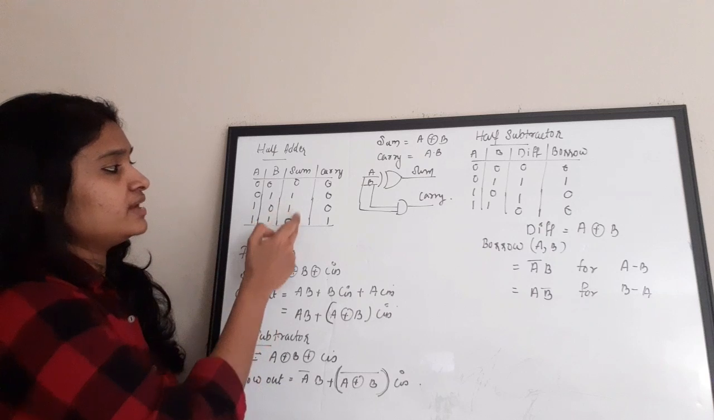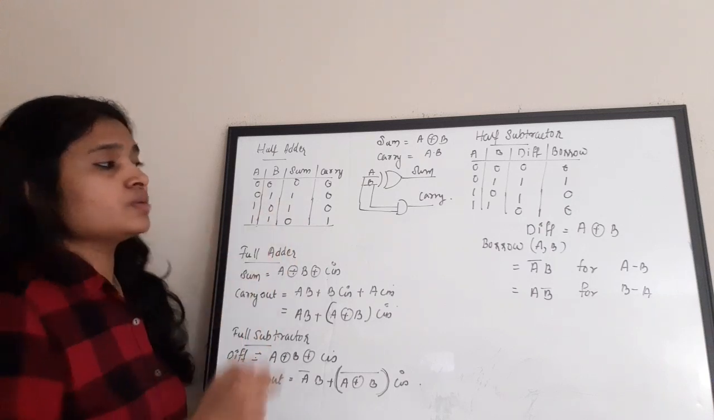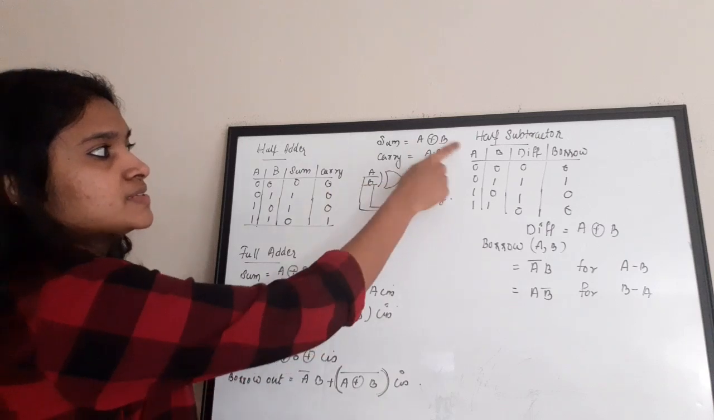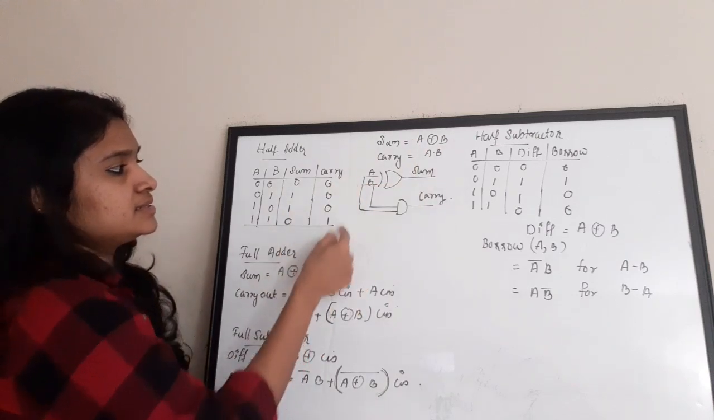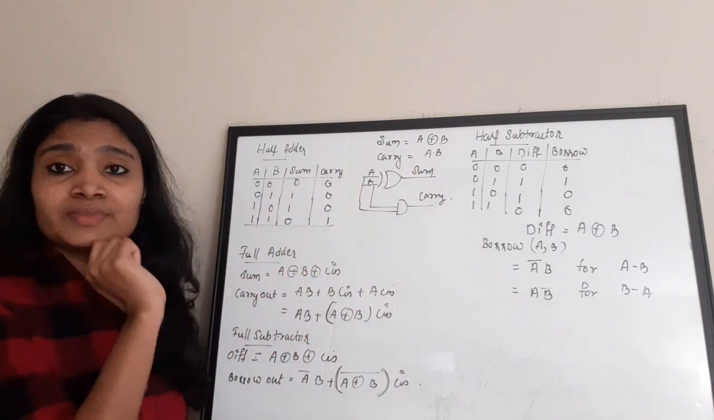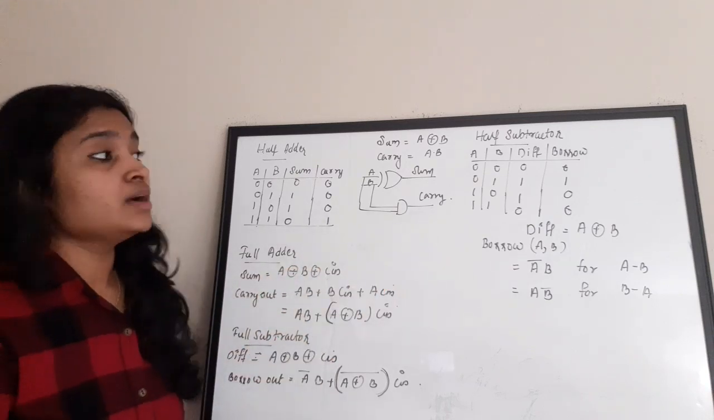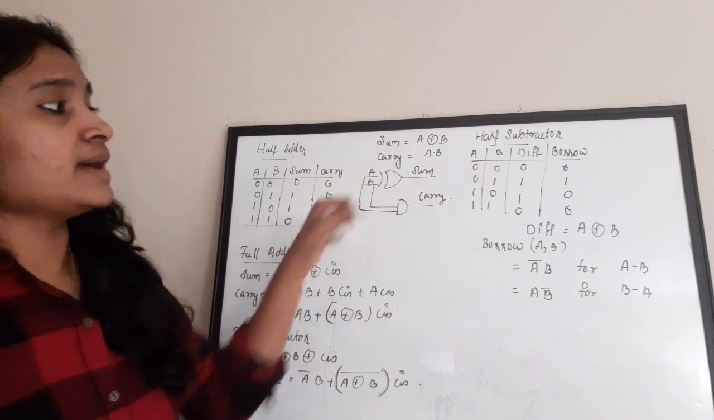Sum is 1 whenever the 0, 1 or 1, 0 combination is obtained. So it is nothing but XOR. You can write sum as A XOR B. Carry is, this is the table for an AND gate, so it is AB, A into B is carry. So you can write sum as A XOR B, carry as A into B.